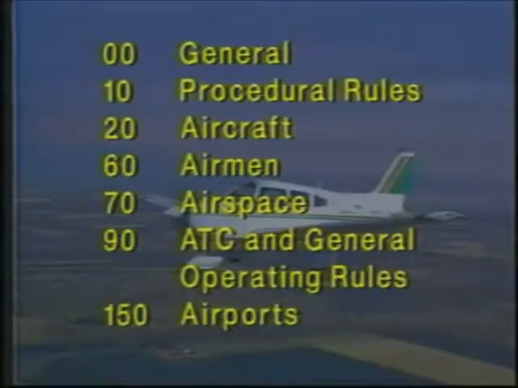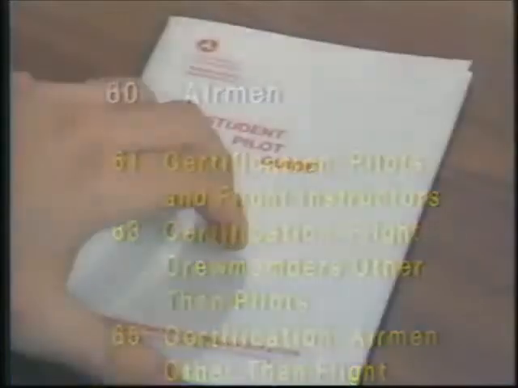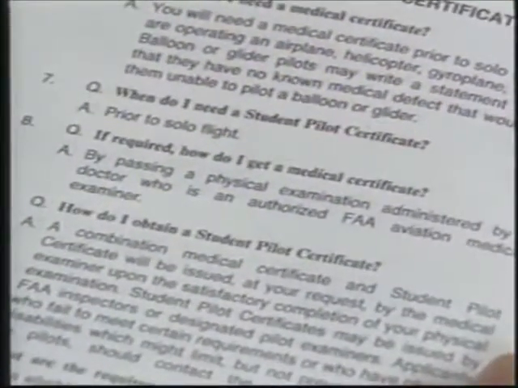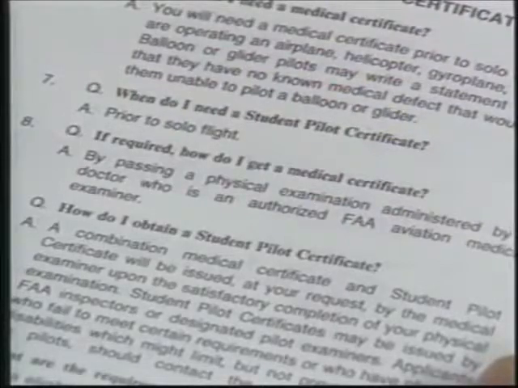For example, the general subject number 60 pertains to airmen, and a specific number within the 60 series, such as 61, identifies subjects relating to the certification of pilots and flight instructors. One of these ACs, 61-12, answers many of the questions you might have prior to or during your flight training. Knowing the general subject numbers will enable you to find ACs on a given topic much easier.